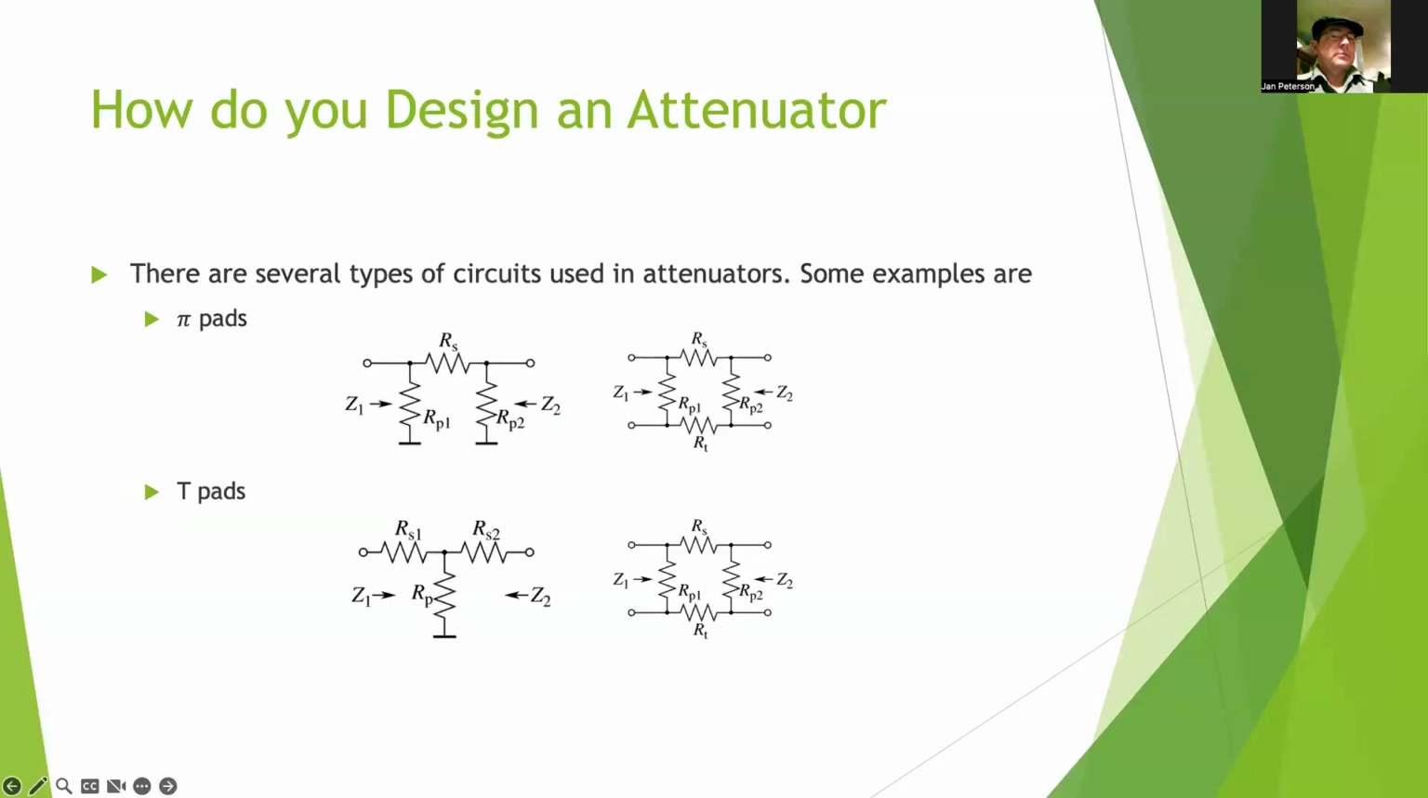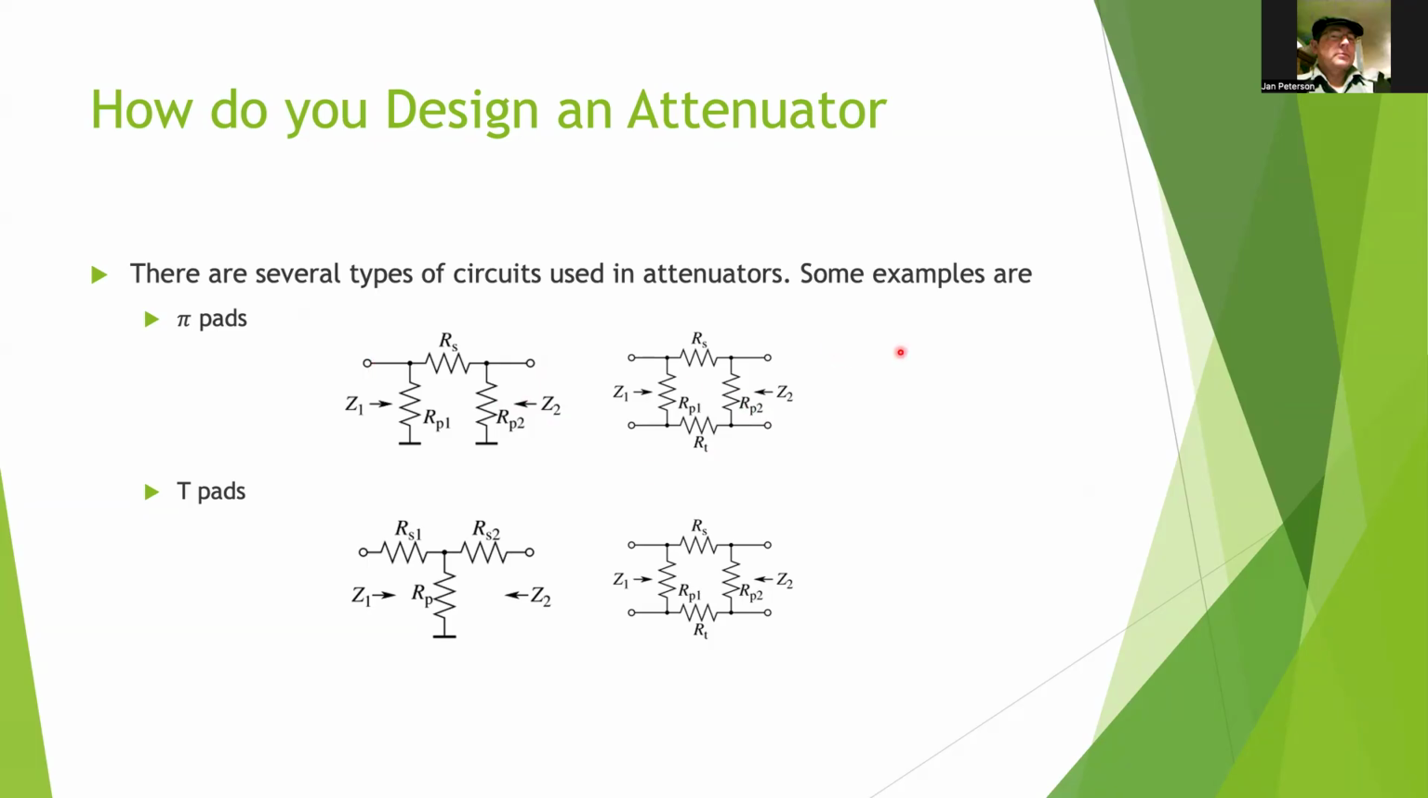Okay, let's continue. So how do you make an attenuator? Well, there's a couple of different types of circuits used in attenuators. Some examples are pi pads. If you're familiar with the number pi, this is the symbol pi, and you'll notice this looks almost like the shape of the pi letter, right?